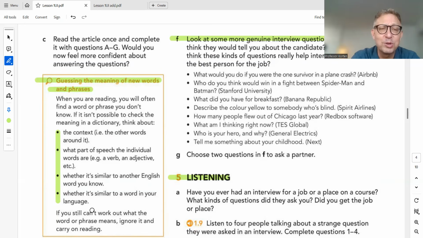Now, this is one thing I don't agree with the book on. If you can't work out the meaning, ignore it. I think you should ignore that suggestion, not ignore the word you don't know. Obviously, if it's a detailed word, it's probably not important. But if it's a word that's central to an important sentence in the article, then you probably need to know what that word means. And I don't think there's anything wrong with looking up words in the dictionary. I do it all the time. We don't want to impede our reading and listening by looking up every single word, but I think sometimes it's important.